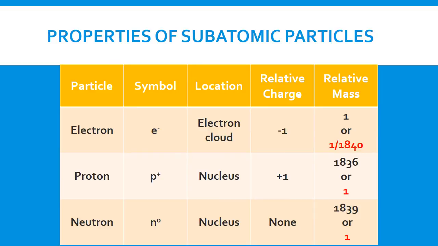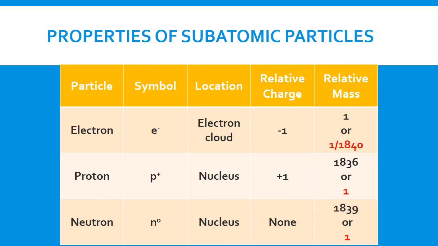So when we look at the properties of the subatomic particles, it's summarized here. We know the particles, their symbol, their location, their relative charge, and their relative mass. What I want to focus on here is their relative mass, in the sense that in some cases you will see the relative mass of the electron being 1, compared to the mass of the proton, which is about 1836. Some places you see 1800, it's somewhere around that region, or the neutron itself 1839.